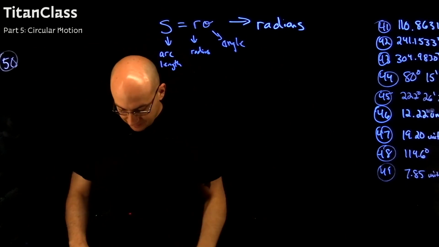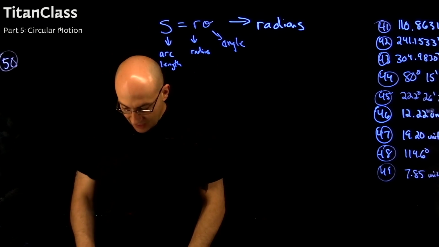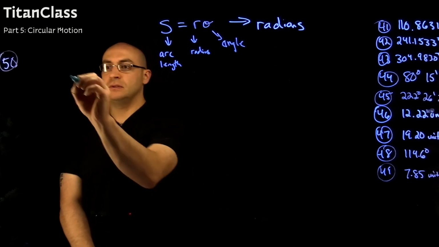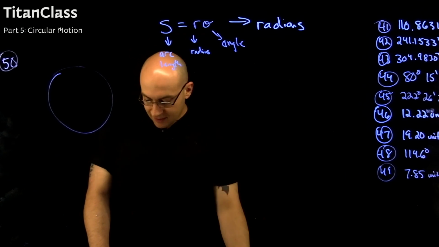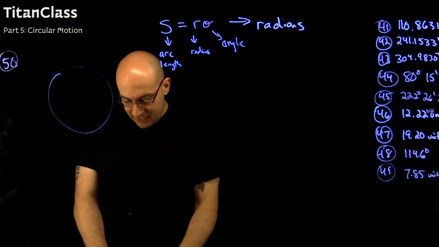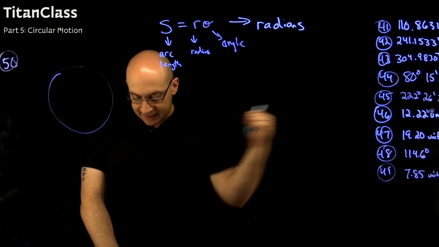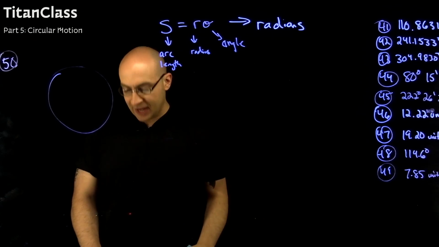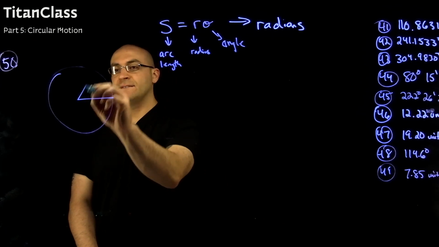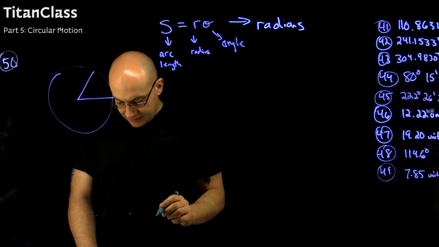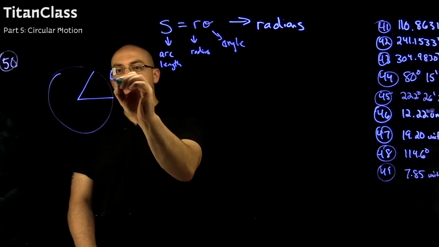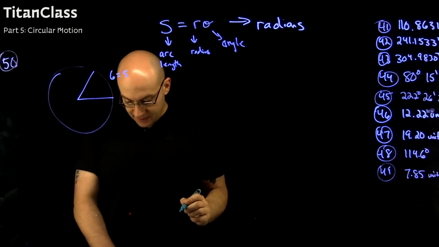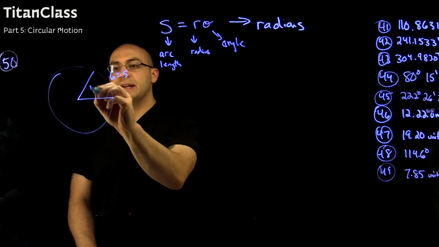Find the radius of a circle. Oh boy. If an arc of length 6 meters on the circle subtends a central angle of pi over 6 radians. Okay. Arc length is 6, so that's S. Central angle of pi over 6 radians.